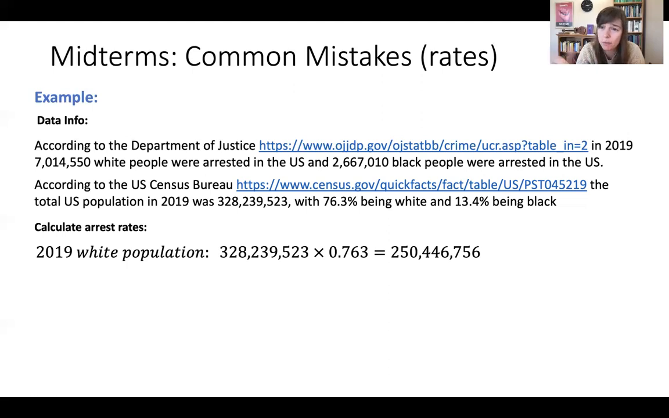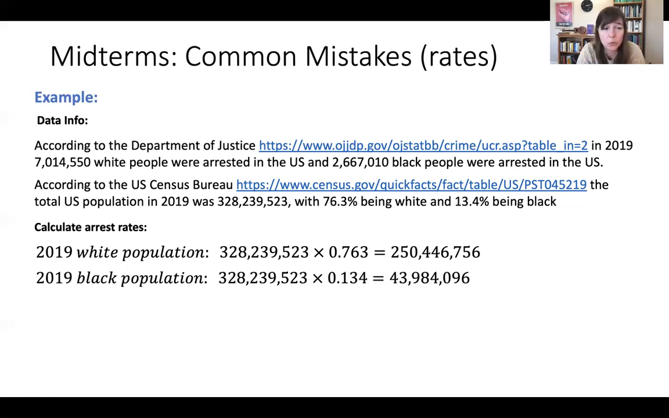And now let's do the same for the black population. So in 2019, the black population in the US was about, we take the total population and now multiply it by 0.134, because 13.4% of the population was black in 2019. And so we do that, and the total number of black people in the population looks like about 44 million.